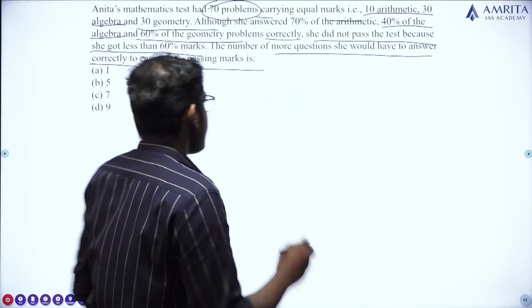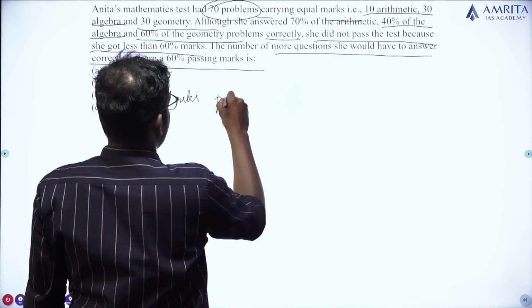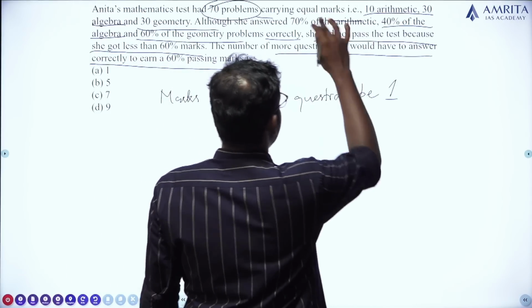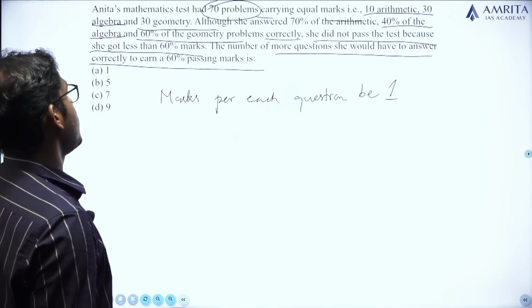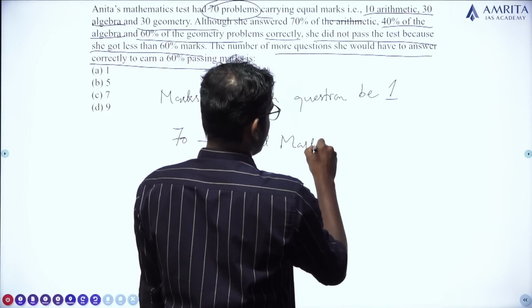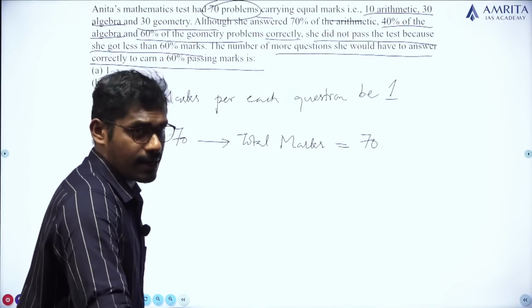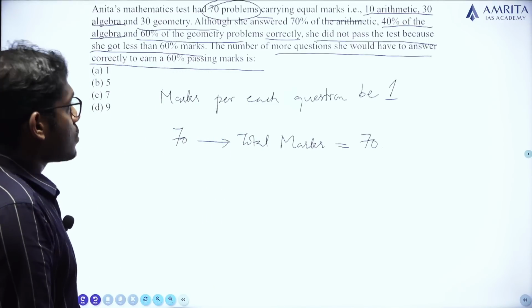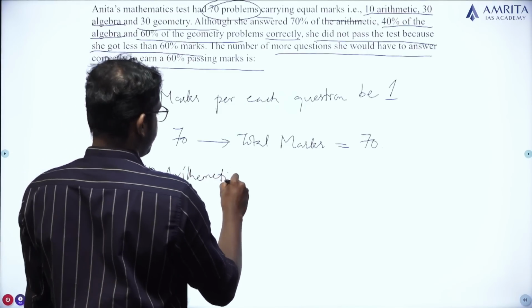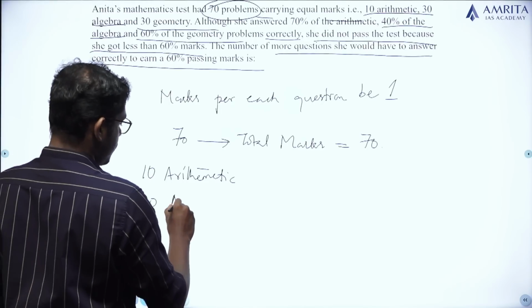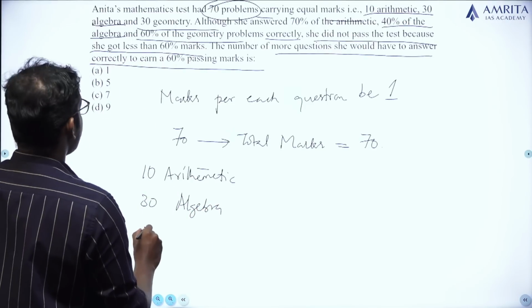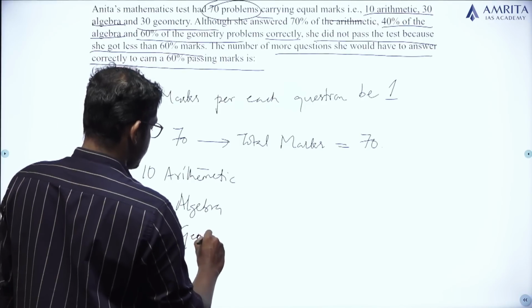Let me take the marks per each question as 1, because the question says each question carries equal marks. Clear? Okay. So there are total 70 questions. For 70 questions, the total marks of the test is equal to 70 into 1, that is 70. Clear? Okay. Now moving back, out of the 70 questions, 10 are arithmetic, 30 come from algebra, and the remaining 30 come from geometry.